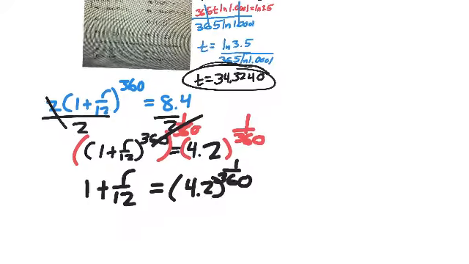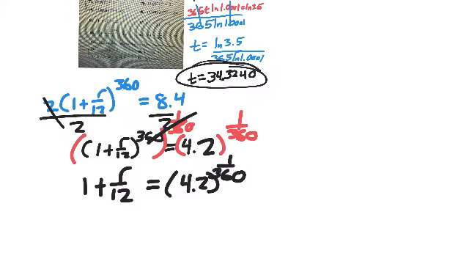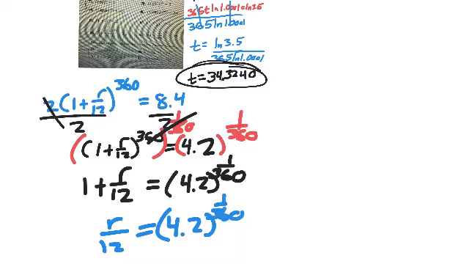Now we want to isolate r. So first r is being added by 1. So we would move the 1 over. It becomes negative. So I've got r over 12 equals 4.2 raised to the 1 over 360th minus 1. And then r is being divided by 12. So I'm going to multiply by 12 on both sides.